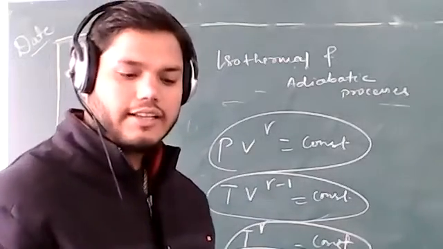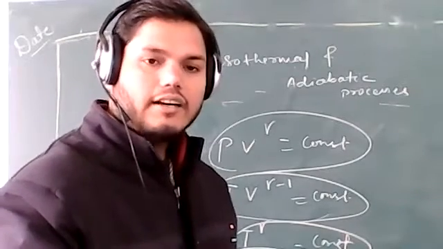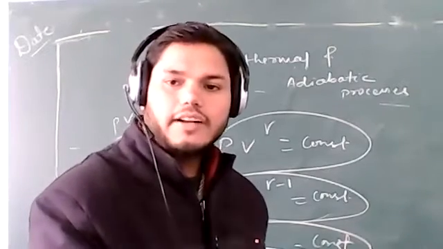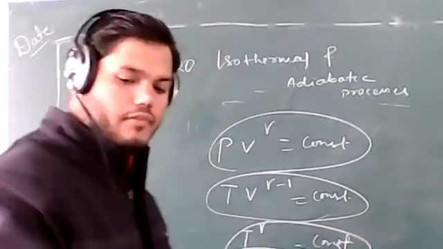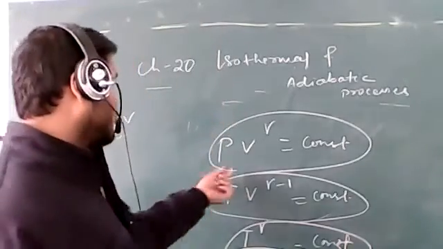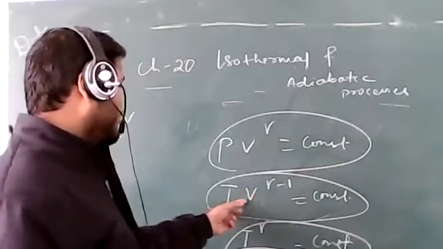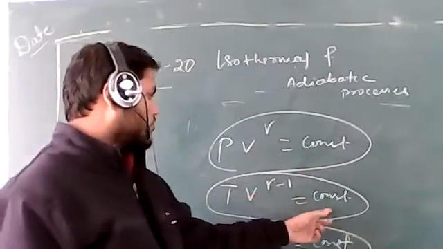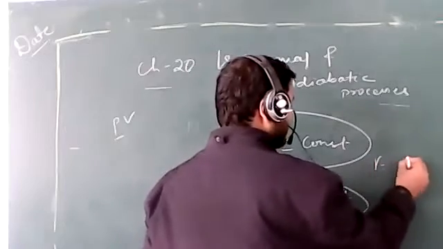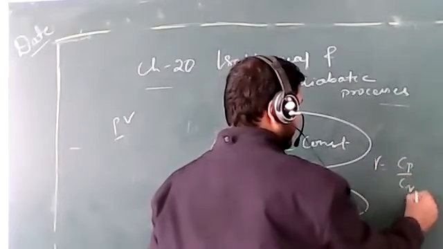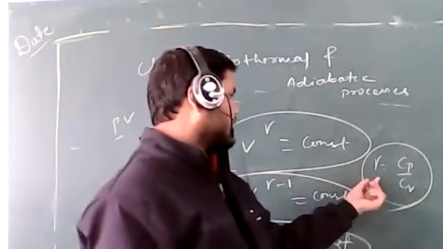On the basis of this, for the adiabatic process, the relation between pressure and volume will be PV to the power gamma equals constant, and TV to the power gamma minus 1 equals constant. And what is gamma? I will explain gamma.